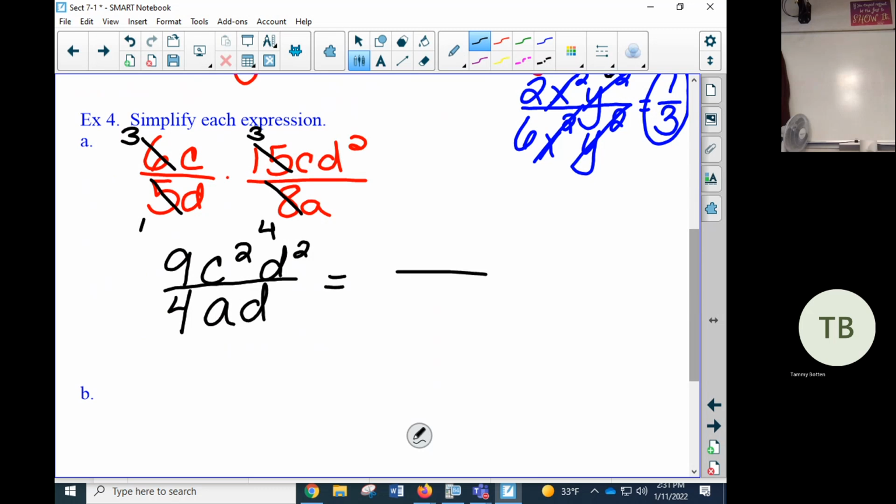But 9 and 4, is there a number that goes into both of those? No. So 9 over 4. I have C squared. Do I have anything to cancel that? I don't. What if I have 2 D's on top and 1 D on the bottom? 1 D on top, and then don't I still have that A on the bottom? And that is my answer then.